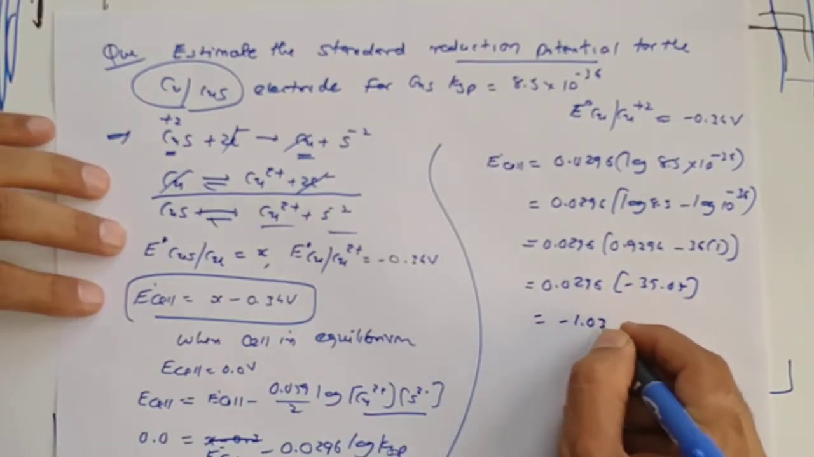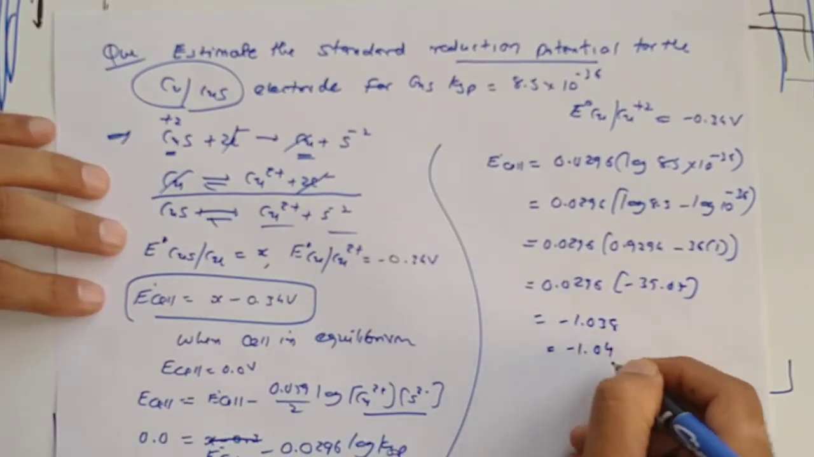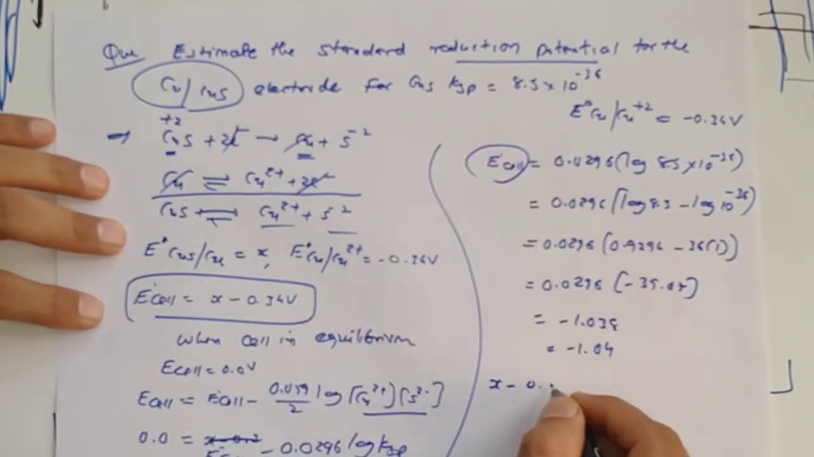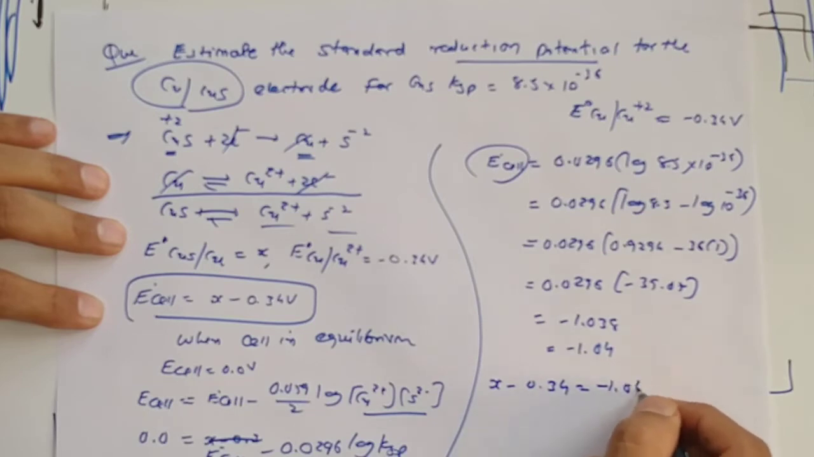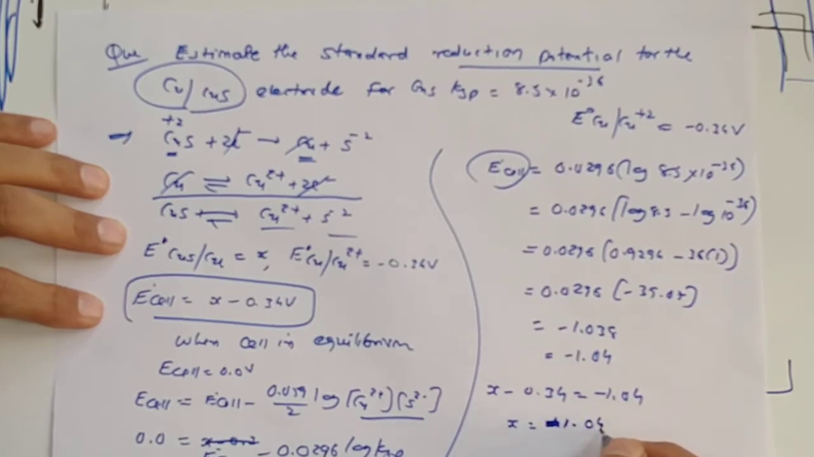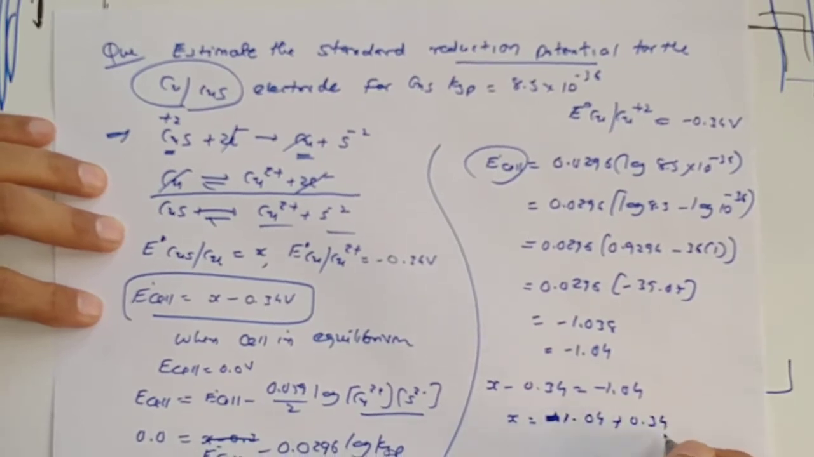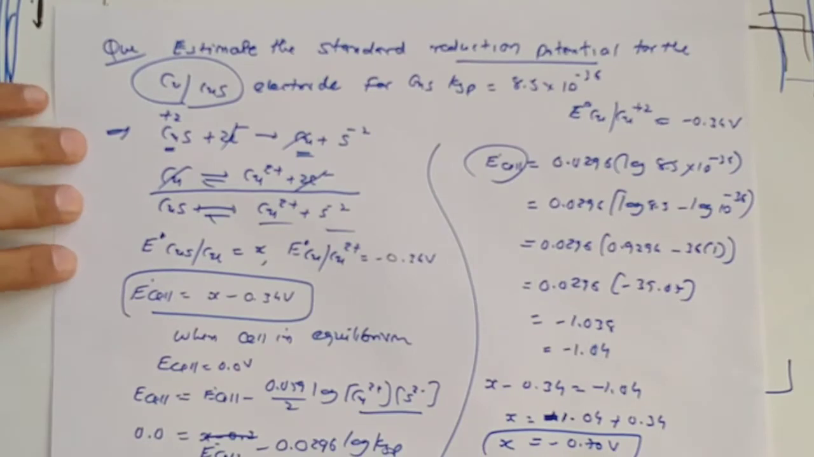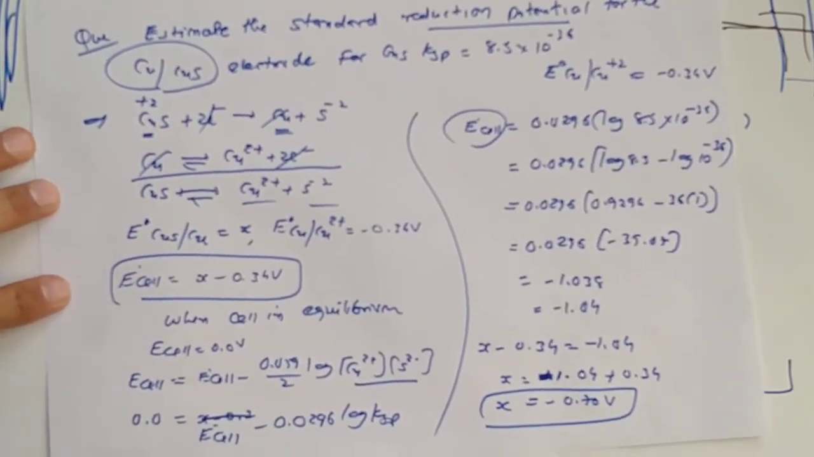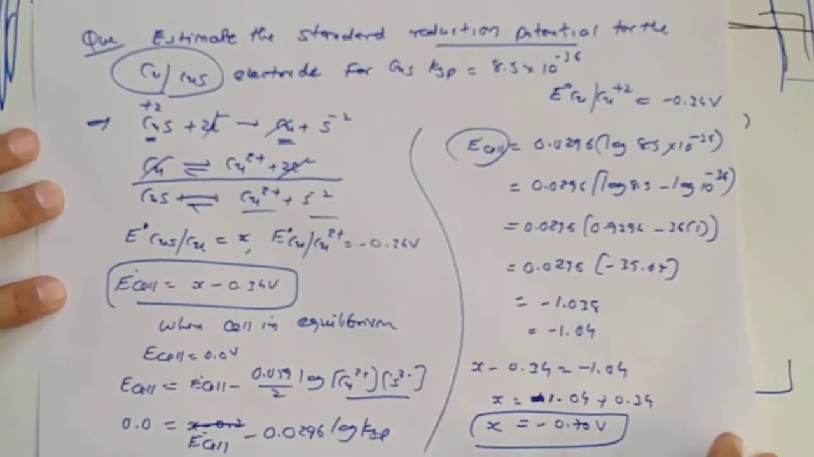1.038, which means minus 1.04. Here E cell is derived. X minus 0.34 minus 1.04. So minus 1.04 plus 0.34. So minus 0.70 volt is the reduction potential, which is our answer. Understood?